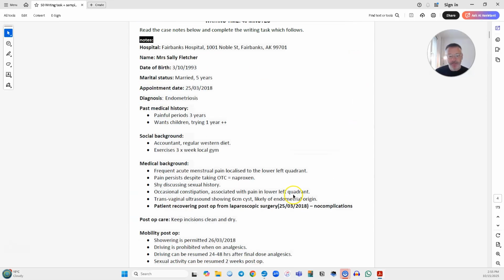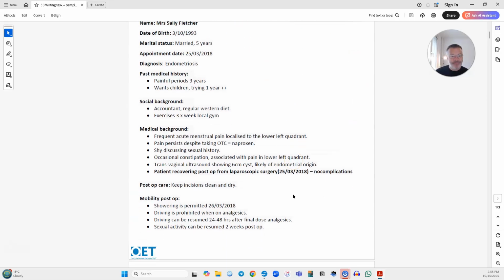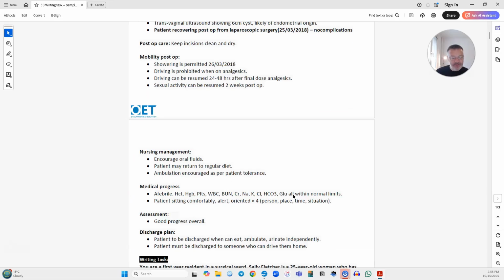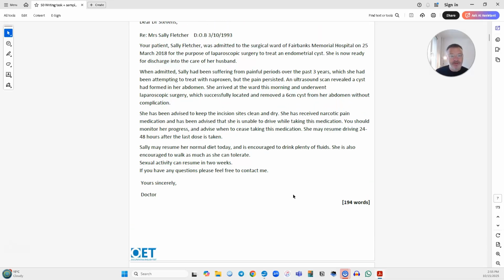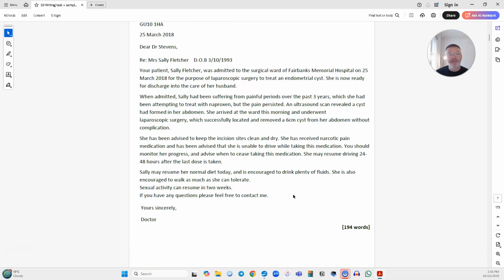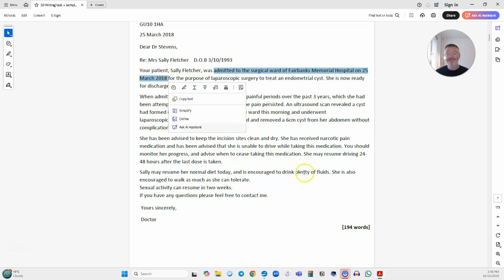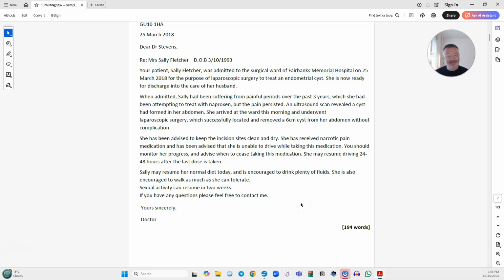Let's have a look at some more. Sally Fletcher. Let's have a look at this one. I'm not going to go through all of 50. So if we look at this purpose, was admitted to the surgical, like she was admitted to the surgical Fairbanks Memorial Hospital on 25th of March. That's very wordy for the purpose. Do we really need all this? I don't think so. Discharge, been suffering painful periods.